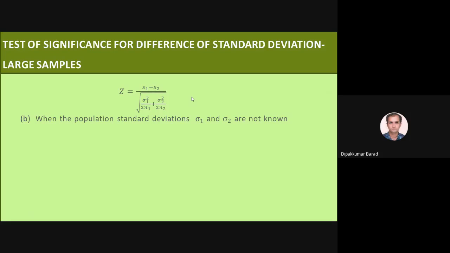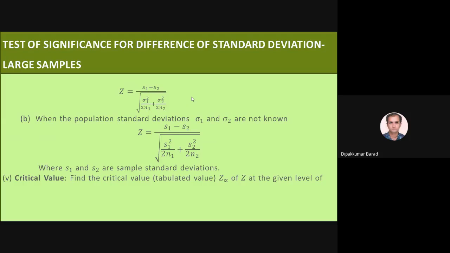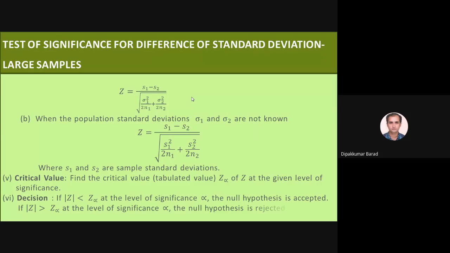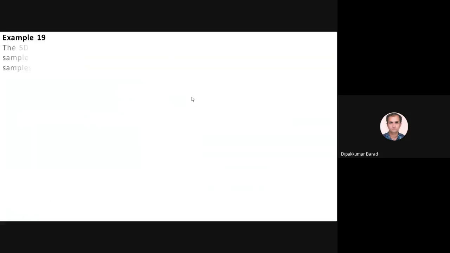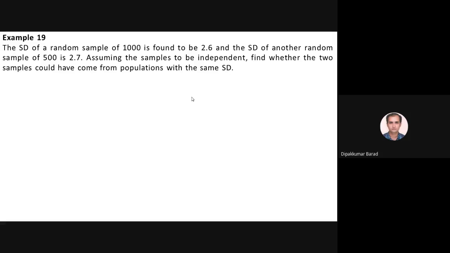When the population standard deviations sigma 1 and sigma 2 are not known, z is equal to S1 minus S2 upon under root S1 square upon 2n1 plus S2 square upon 2n2, where S1 and S2 are sample standard deviations. We compare with the critical value z alpha at the given level of significance. If mod z is less than z alpha at level of significance alpha, the null hypothesis is accepted, and if mod z is greater than z alpha, the null hypothesis is rejected. All these rules are similar, just for the z statistic we have a different formula.